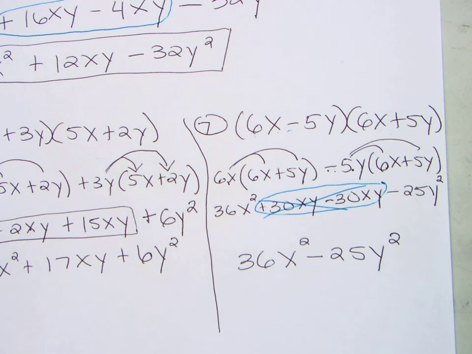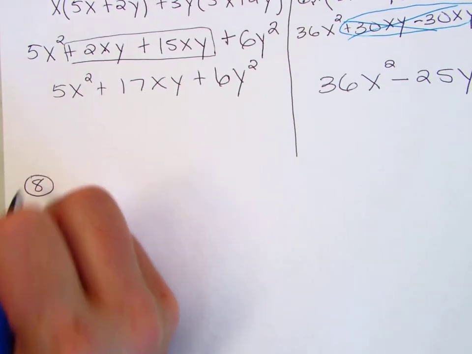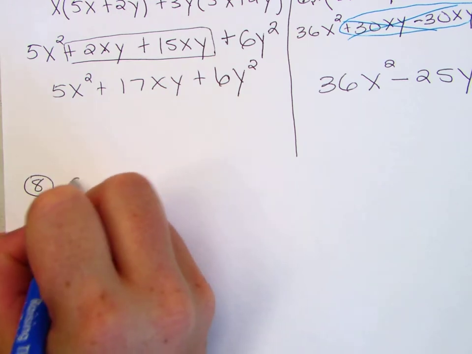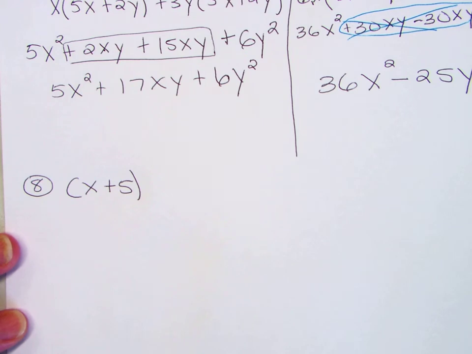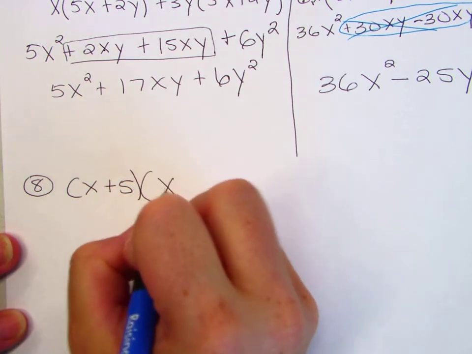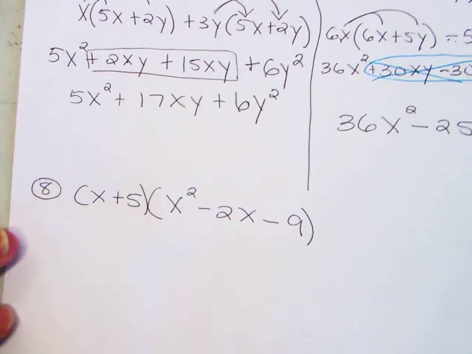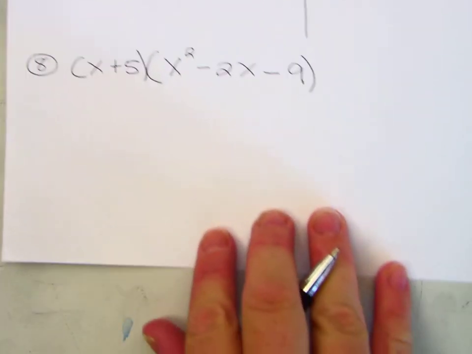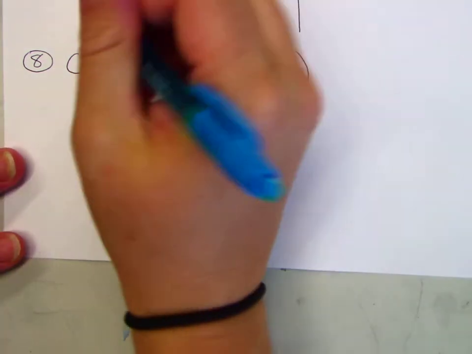Now we're going to go into the challenge problems. If you can do the next couple, you are definitely on a roll. We're going to now multiply a binomial, x plus 5, times a trinomial. All right. If you can do this, you're good. You have an idea what you're doing. It's really the same process. It looks harder, but it's not.